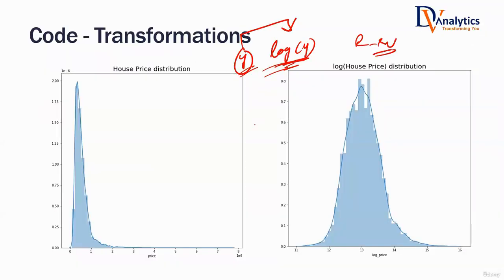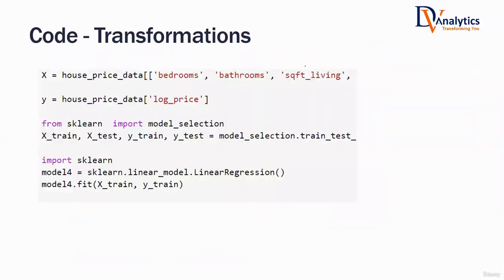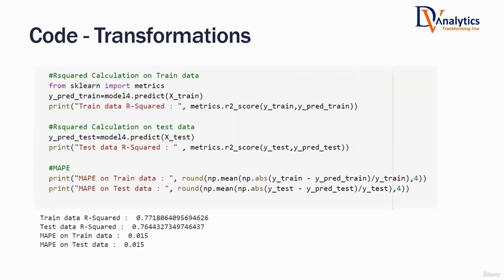Until now, the best of the best R square happens to be how much? The best R square was 70%. Now from 70%, with this one, we have jumped to 77%. From 70% to 77%. Is that a negligible difference or is it a huge improvement?